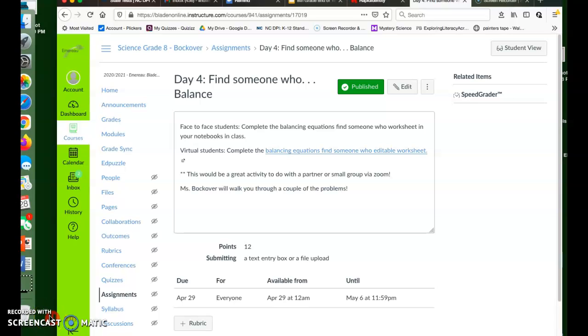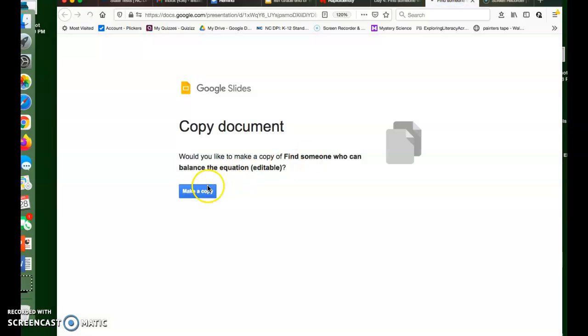Alrighty, all. So we are again balancing equations today. A little bit of a different format. We are going to be completing a "find someone who" activity, where you balance the chemical equations. If you're online, you'll click this link right here and you'll do it in your notebook. It'll bring you up to a "find someone who can balance the chemical equations."